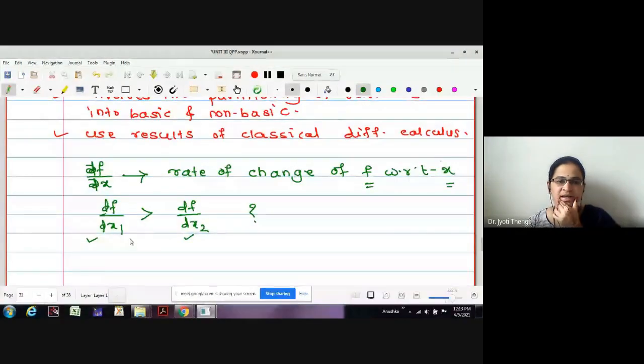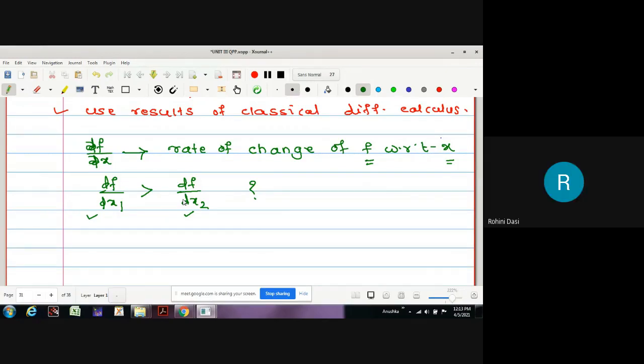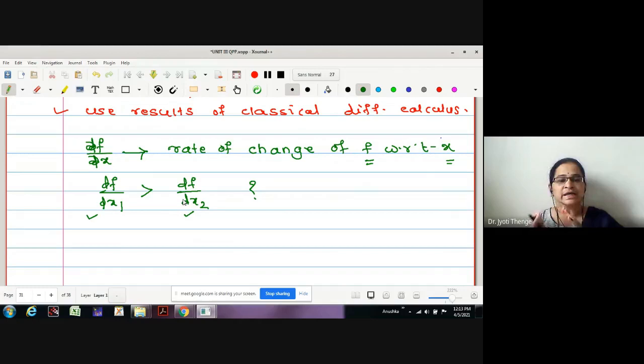May I say it will tell you that if a function f is differentiated with respect to x1, the rate of change in f is more than the rate of change in f if we change x2. Which change in which variable will give us the better improvement in f? Repeat my question: change in which variable will give us the better improvement in f? Yes, it is in x1, no? Because the rate of change of a function f with respect to x1 is more.